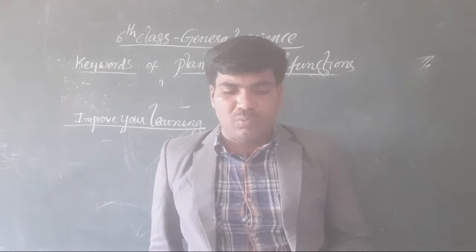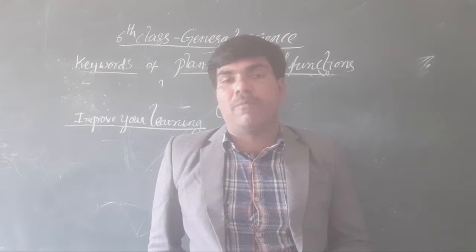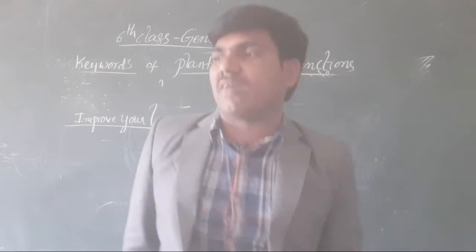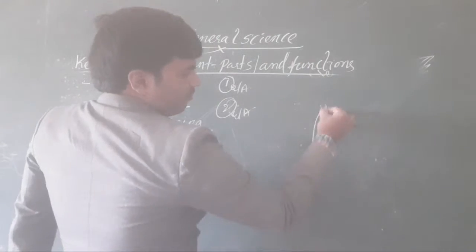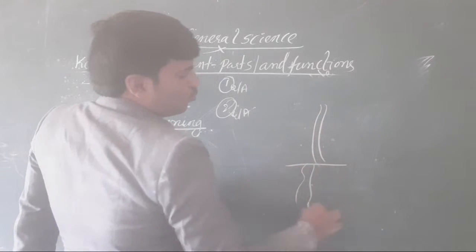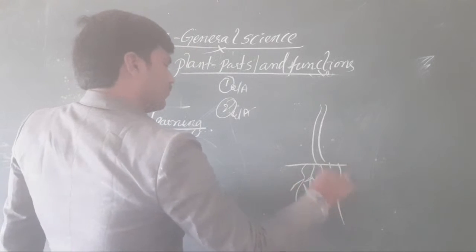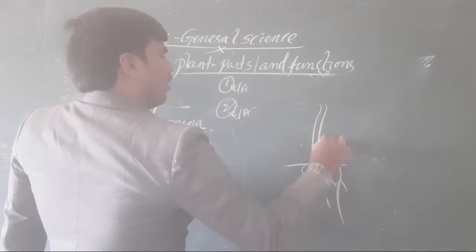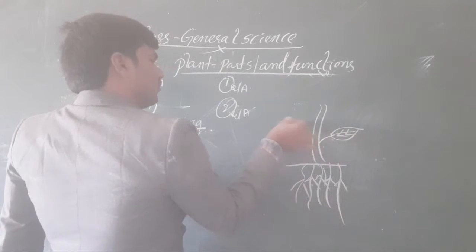Come to the ninth one. Explain the various parts of the plant with the help of a diagram. We already discussed it. You draw the diagram like this, one beautiful diagram you have to draw for it. And this is the roots. And you have to draw some leaves like this.